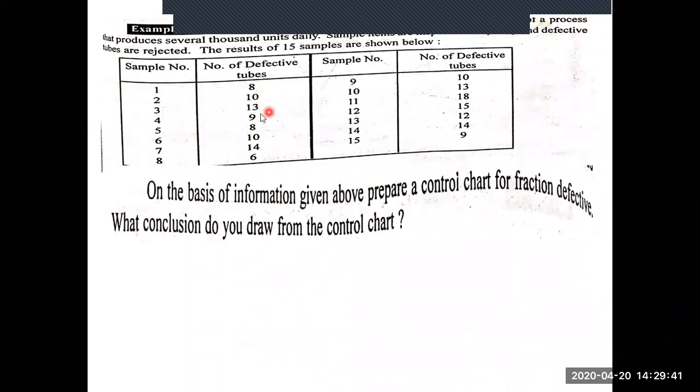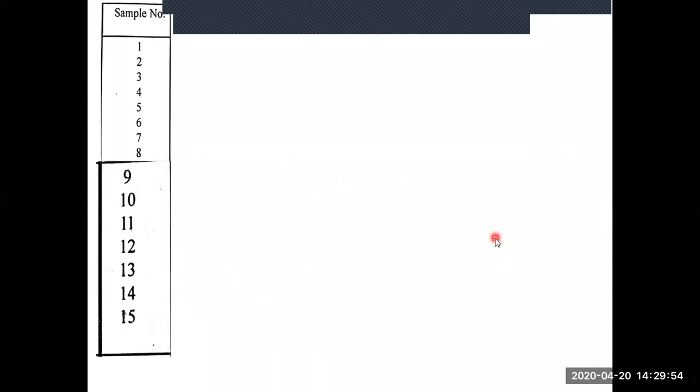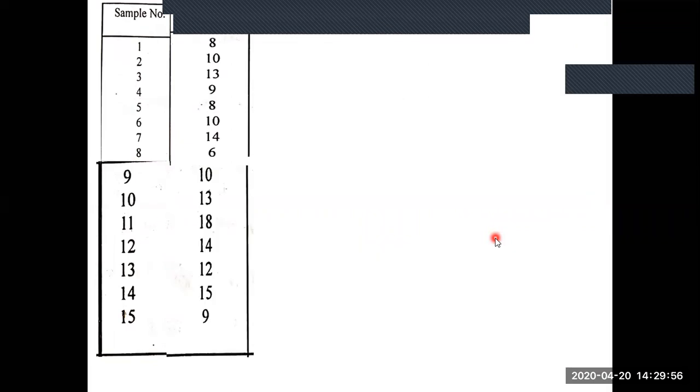Next, how to remember the problem? If it is a P or NP chart, he will give the defectives. He is asking for the fractional defective, that means P chart. So remember: 15 samples, and each sample has 100 bulbs. Now samples are 15. Next, the number of defectives he has given. Each sample is divided by 100. So how much are you going to get?